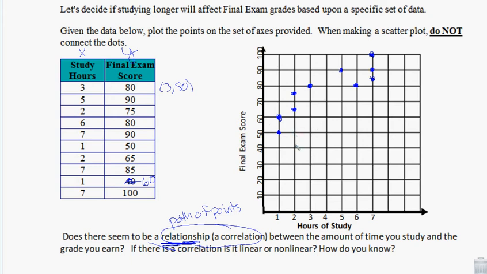Notice I didn't connect these points. We really don't connect them. We don't want this jagged line. We want to look at just the path of the points and see if it's following a certain trend. And this looks like it's going upward to the right, which means it looks like the more hours you study, the higher your grade is. So I would say yes, there's a correlation.